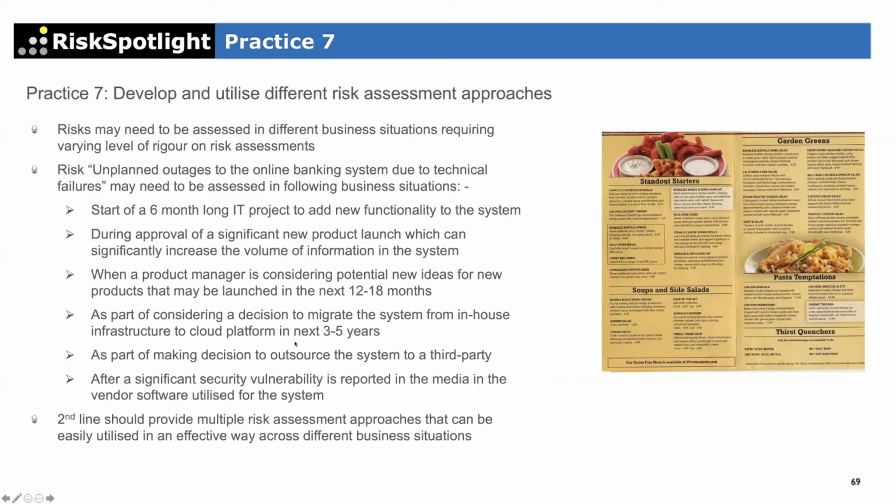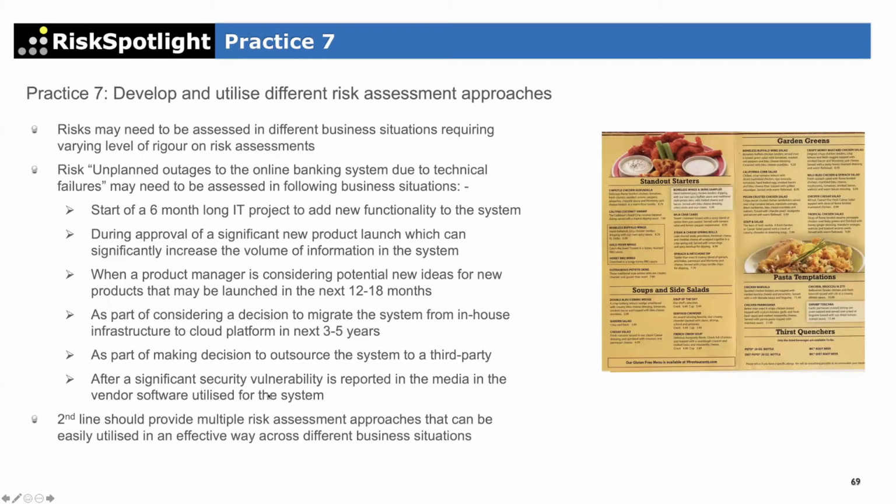As part of considering a decision to migrate the system from in-house infrastructure to the cloud platform in the next 3 to 5 years, that's another place where that operational risk is going to be affected. So whoever is making the decision, we want them to think about that one risk. As part of making a decision to outsource the system to a third party. So if you're thinking of outsourcing this online banking system to a third party, then we need to consider that risk as part of that decision.